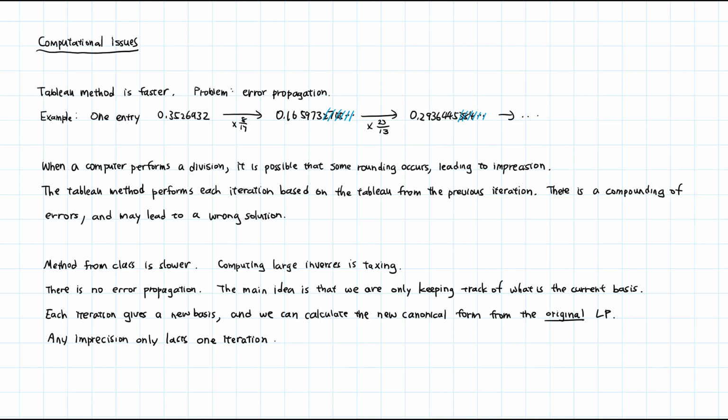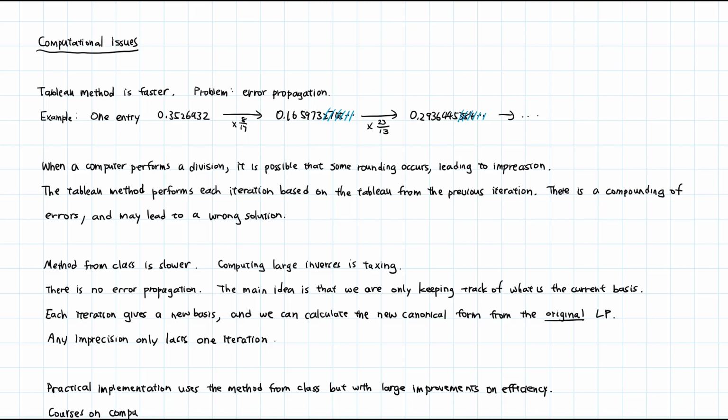So how is simplex implemented in real life? In most practical implementations of simplex, they use methods similar to the one from class, but with large improvements on efficiency. So they end up with a fast algorithm that avoids most of the error propagation problem. And the ways that these are implemented are beyond the scope of this course. If you are interested in learning more about some of these computational issues, you can look into CS 370 or CS 371, Introduction to Computational Mathematics.